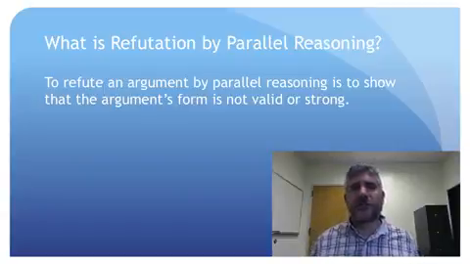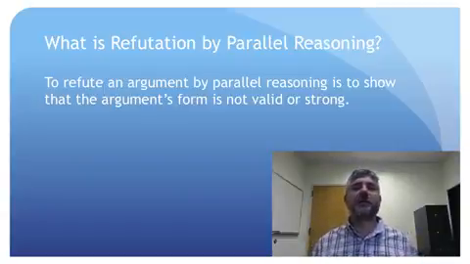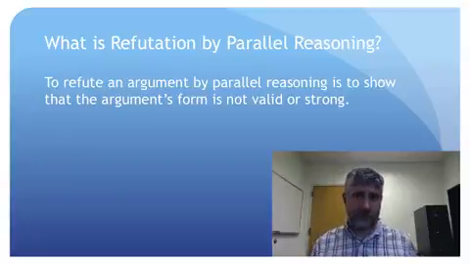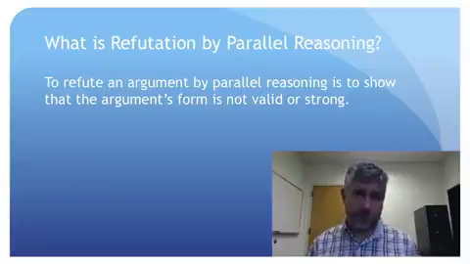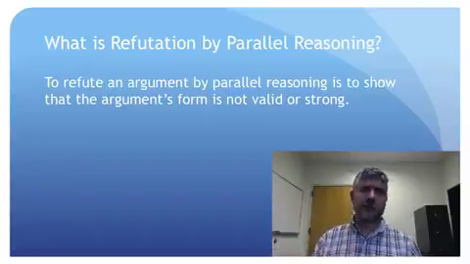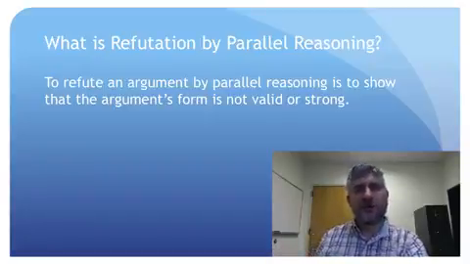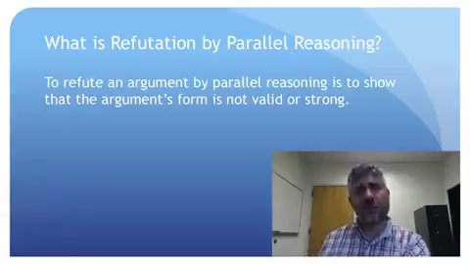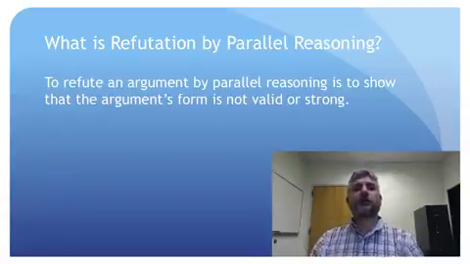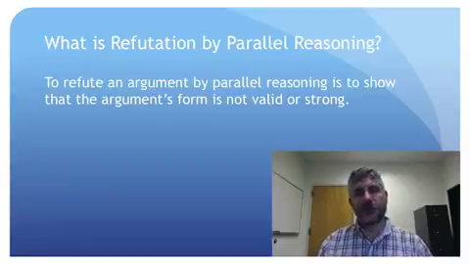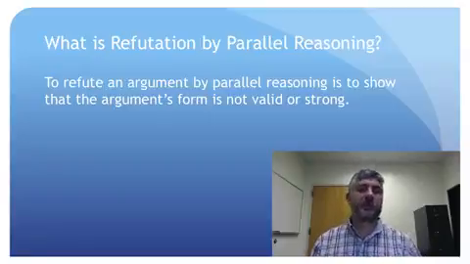Since whether an argument is a fallacy or not doesn't depend on the truth of its premises or the truth of its conclusion, it just depends on its form, on the relationship between the premises and the conclusion. So if you can find an argument with exactly the same form that's clearly a fallacy, that shows that the first argument is a fallacy. That's refutation by parallel reasoning. Now let me give you some examples.